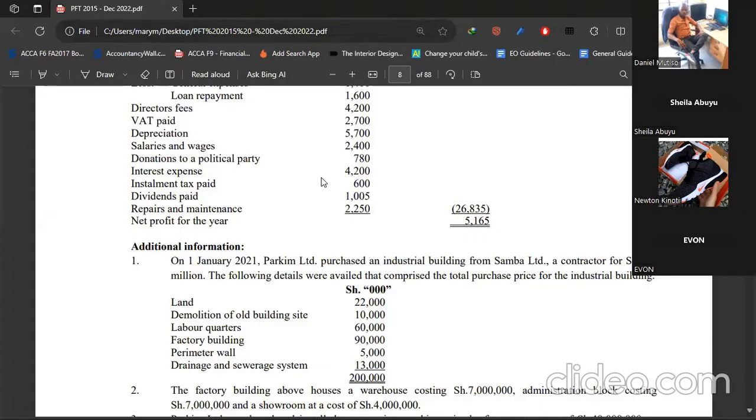We have said the first thing, based on the requirement we have to do, is to calculate the investment deductions. So when you're calculating the investment deductions, this is what we're supposed to be doing.